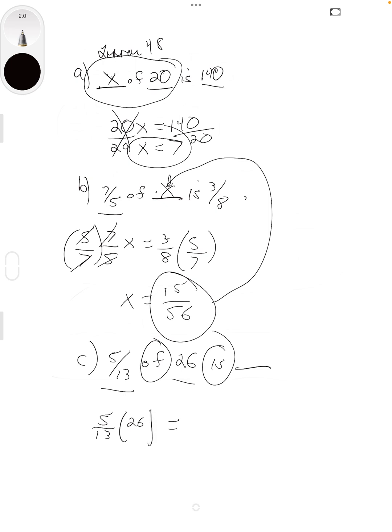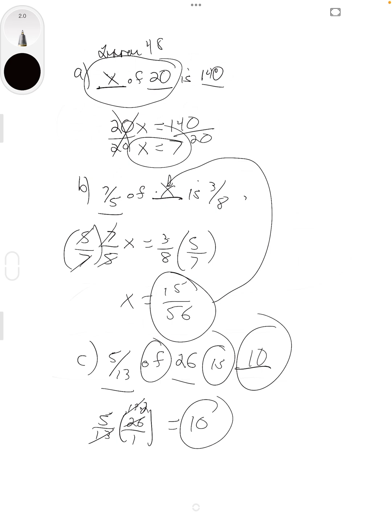equals what? Well, 26 is the same as 26 over 1. So I can reduce this, saying this is 13 times 1, right? So 13 times 2. So 13s will cancel, and then 5 times 2 is 10. So 10 goes here. That's the answer. So 5/13 of 26 is 10.